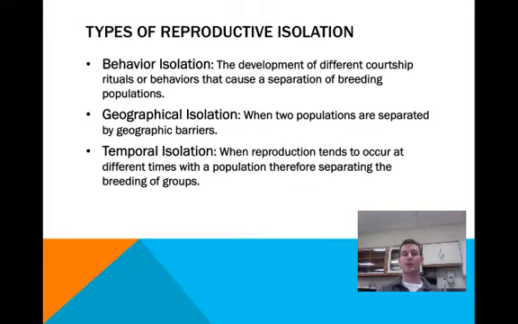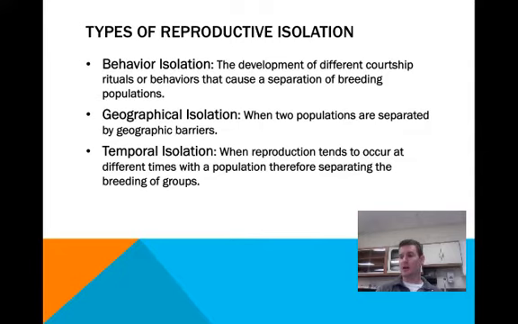These three words are listed on your note sheets, and they're just different ways that reproductive isolation can happen. The first one is called behavior isolation, and basically what that means is that there's some sort of behavior or a courtship ritual or a mating situation that's different in the groups, and that causes a separation of breeding populations.